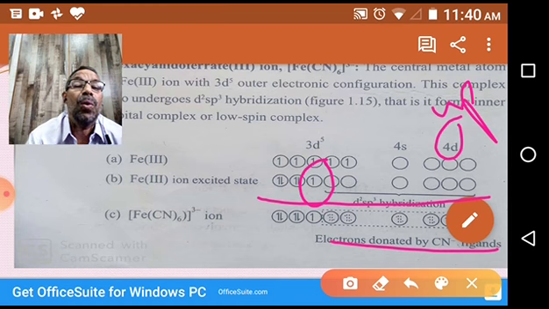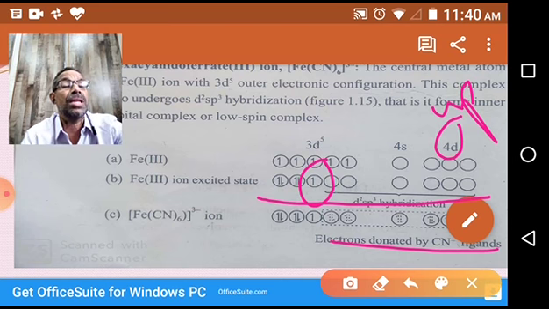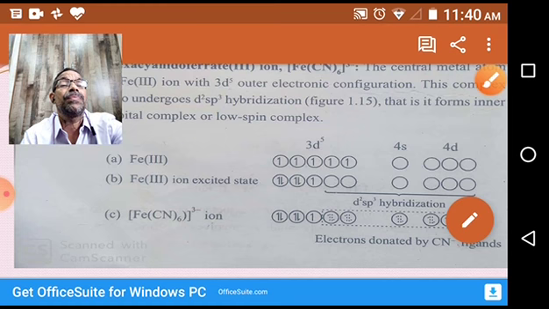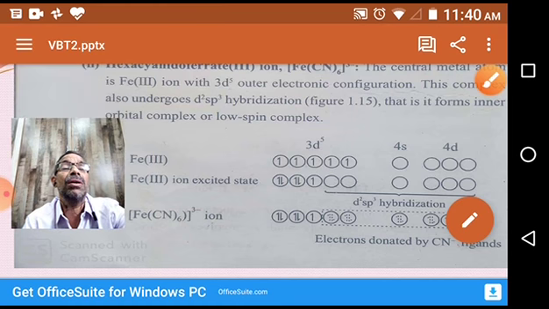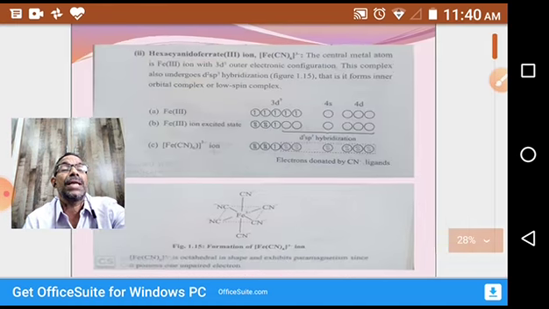So in this complex, iron exhibits d2sp3 hybridization. It is an inner orbital complex. It is having octahedral geometry. It is paramagnetic in behavior. So all these things we are explaining by using what? Valency bond theory. Next we are going to the next slide.